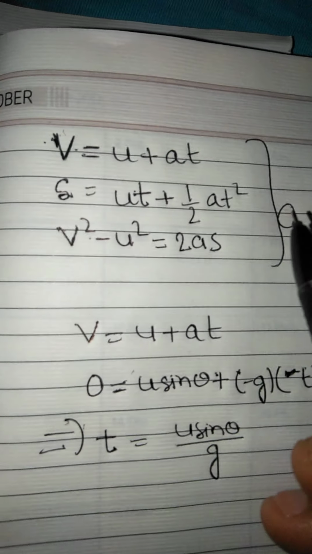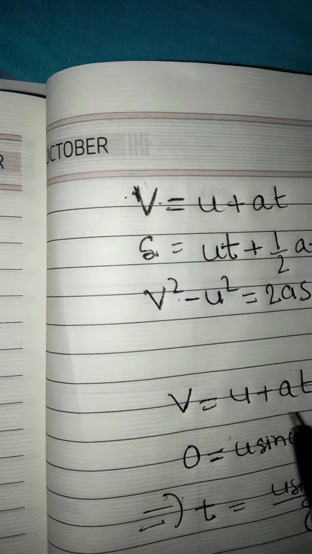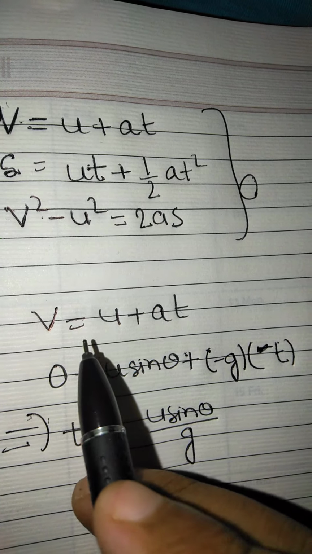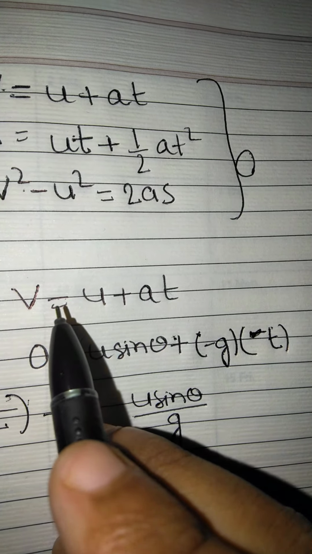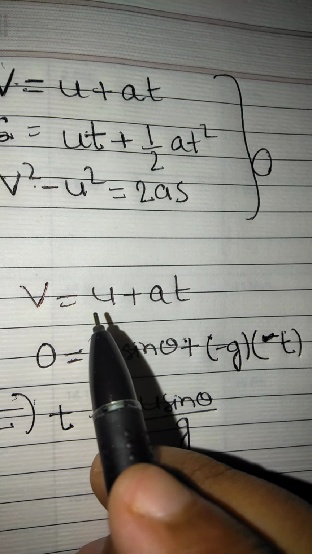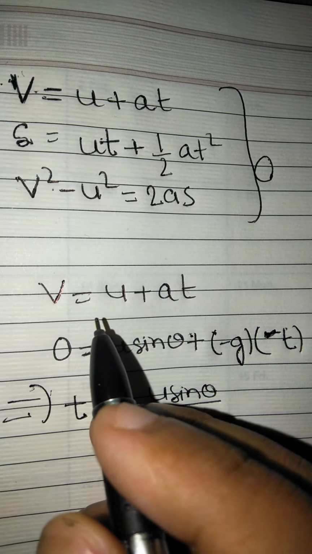So using these equations, we are going to derive these parameters: the range of motion, the maximum height, and the time of flight. The first parameter that we will derive is the time of flight. For that, we are going to use the first equation of the constant accelerated motion.